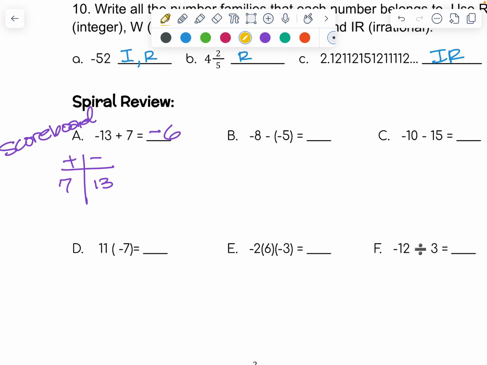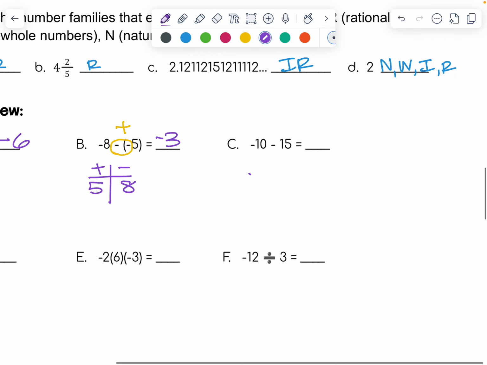All right. This next one, we can't do anything until we fix that. The opposite of a negative is a positive or plus, whichever you prefer. Then you could do scoreboard, negative 8 and a positive 5. Who's winning? The negatives are by 3. All right. Last one. Scoreboard's so handy. I have a 10 negative and 15 negatives for a total of 25 negatives. Ta-da! That's 10 plus 15. Yeah, I think I did it right. Am I looking okay?